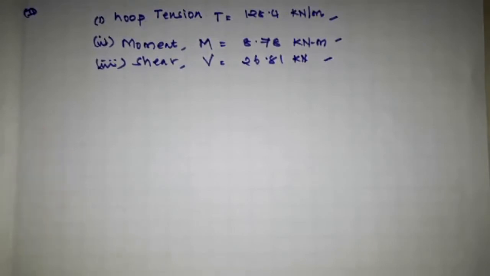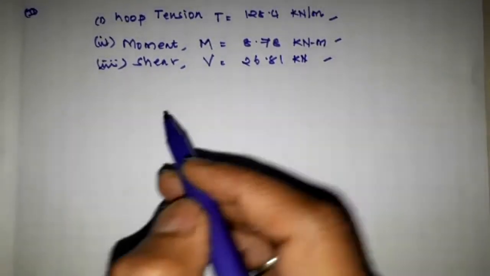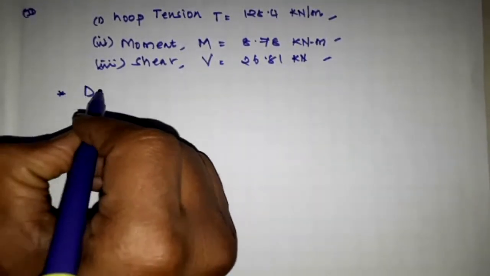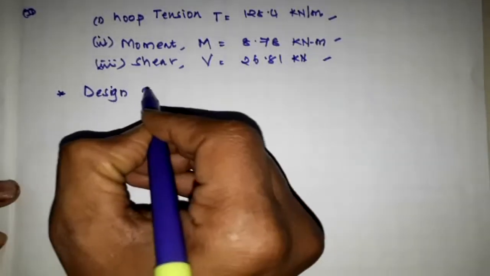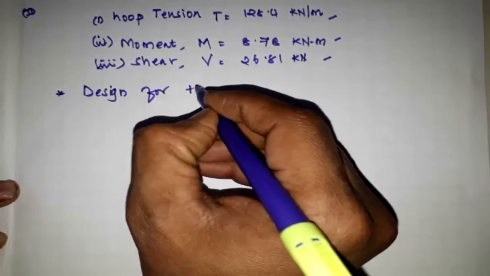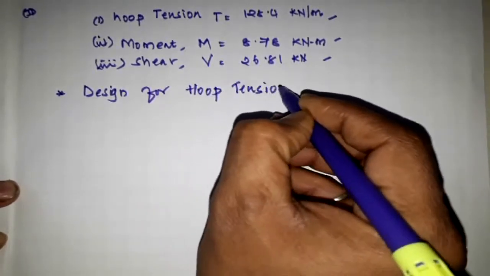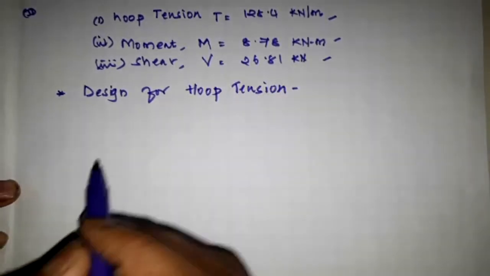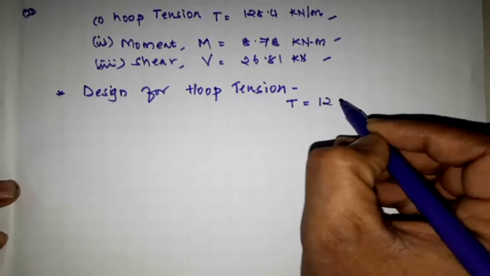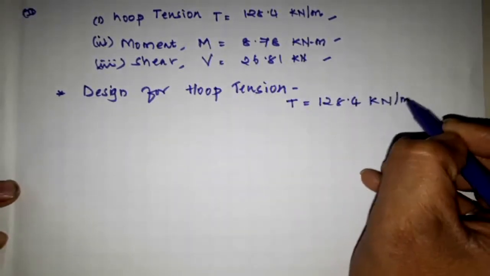Now we will have the design over these forces, how to design to resist these forces. First we start with design for hoop tension. So we have T, which is 128.4 kilonewton per meter.